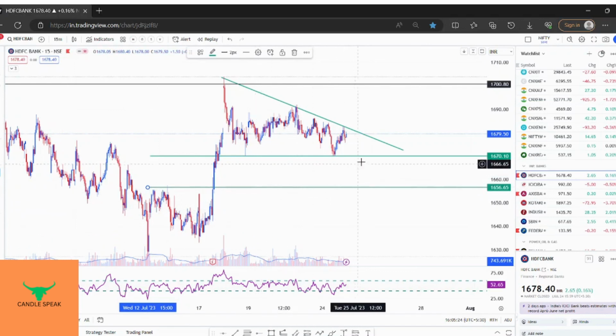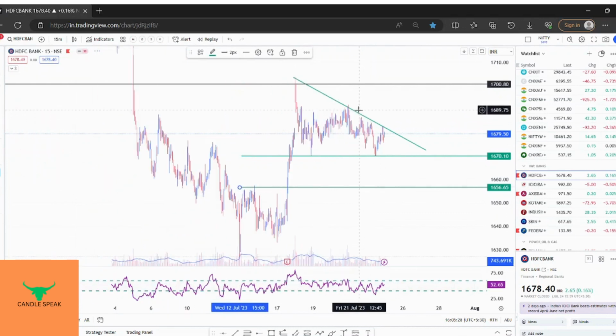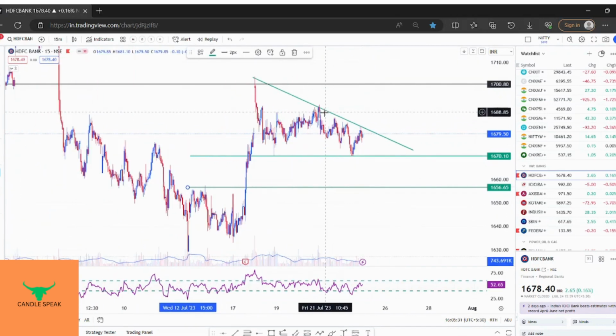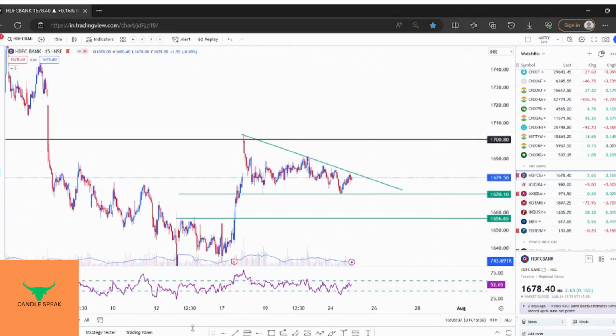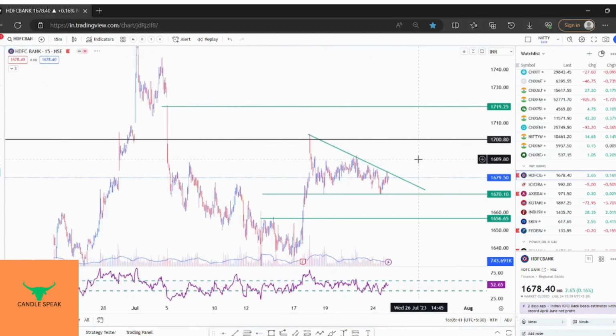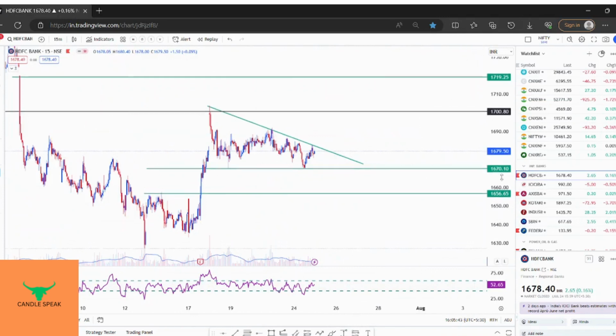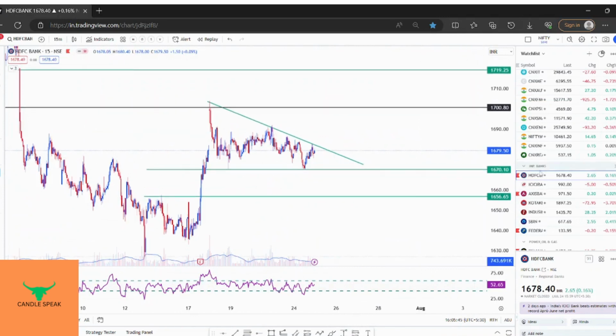Similarly, if it gives a breakout above 1690, somewhere here, where you see multiple times resistance, we can go for buying. 1700 will be the resistance area, but above 1700 there is a very good target. You can get around 1720 and 1730 in this range. Okay, simple analysis for HDFC Bank. You can watch HDFC Bank.